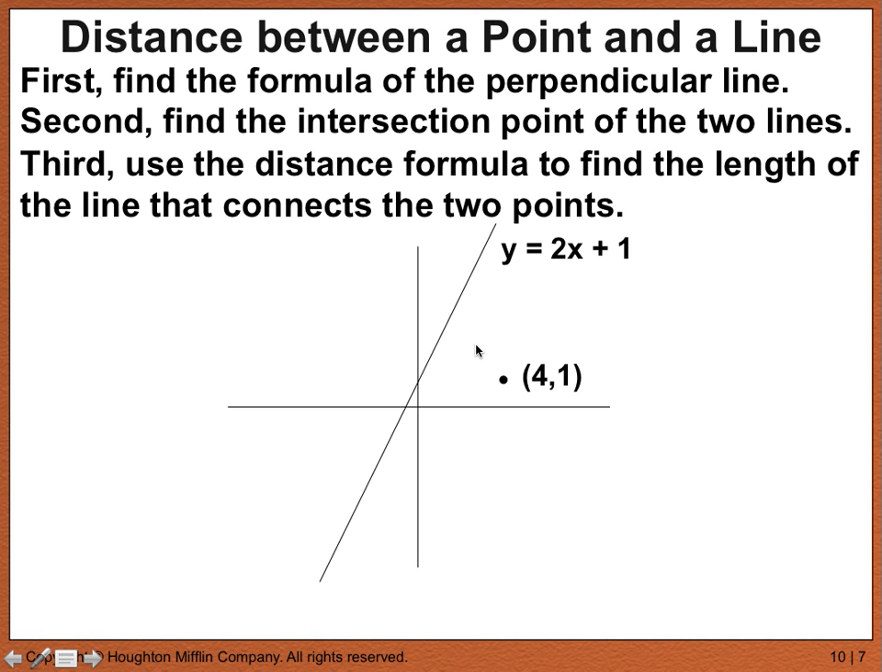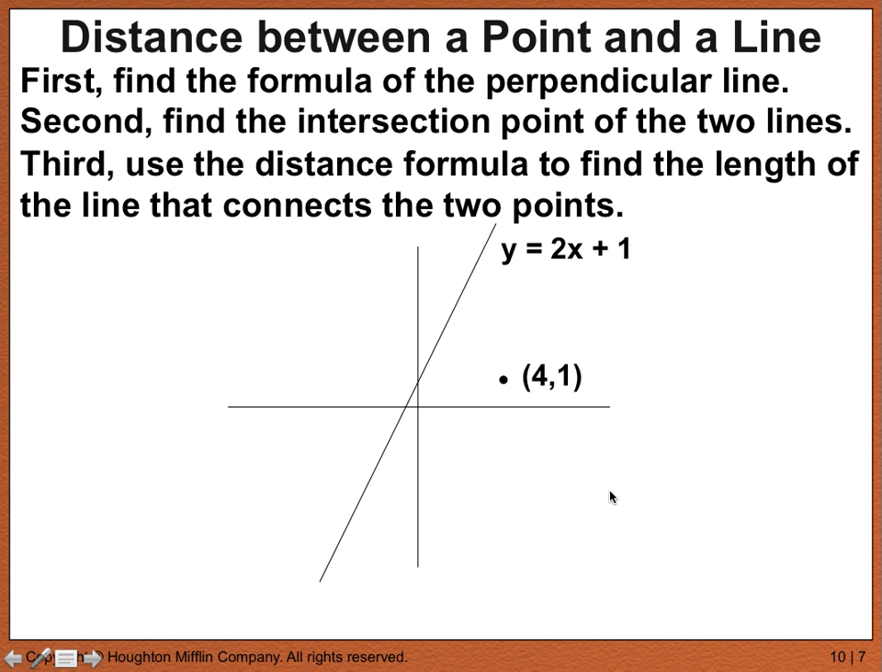The first step, we have to find the formula for the perpendicular line, because we already know that the distance or line segment connecting these will be shortest along the perpendicular line. So we need to find the formula for the line that is perpendicular to our given line.